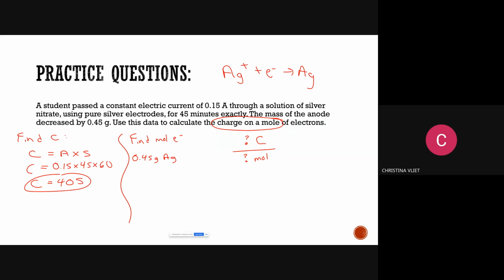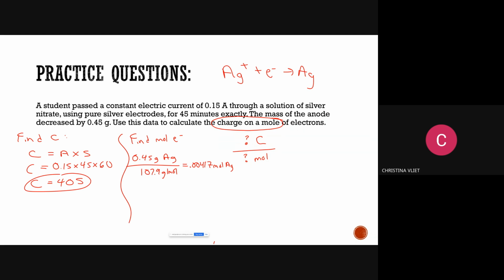So what do I do with the molar mass? Divide it by the molar mass. You can either use the formula or use dimensional analysis, but you've got to divide 0.45 grams of silver by the molar mass. So the molar mass of silver is 107.9, and that's the grams in a mole. If I just use the mole formula to do grams divided by molar mass, then I'll get 0.00417 moles of silver. Would you agree with me that that's also the amount of moles of electrons?